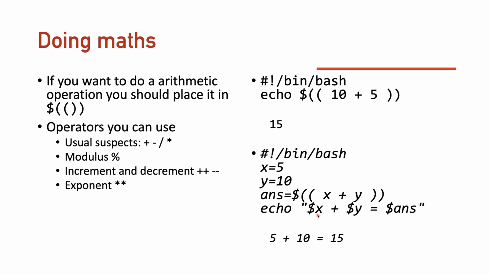So then we echo out x plus y equals answer. So 5 plus 10 equals 15. This is the literal string here, so not like doing the maths. This line here does the maths, and this is just the literal string to make it nice for users.